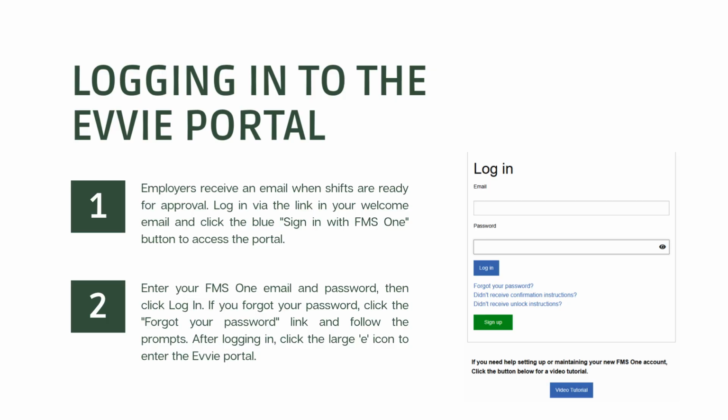Once shifts are completed and approved by employees, the employer will get an email notifying them that they are ready for their approval. You must log into Evvie portal through the link in your welcome email. Click the blue Sign in with FMS1 button. Enter your email and password for FMS1, then click Login. If you do not know your password or forgot your password, click the Forgot Your Password link and follow the on-screen instructions. Once you are logged in, click the large E icon to log into Evvie portal.